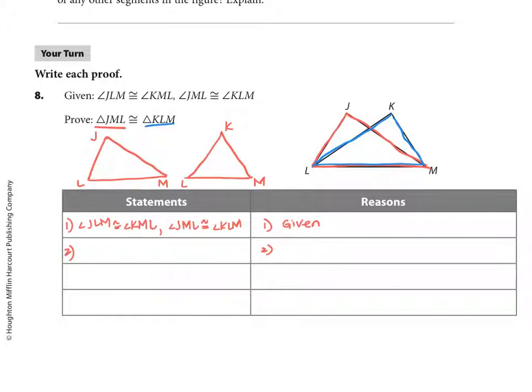We have this angle JLM and KML, those are both congruent. Then we have JML, KLM, those 2 angles are congruent as well. So we have 2 pairs of angles already. Right, we only need 1 more pair of parts. Specifically, we need a pair of sides because ASA, right, 2 pairs of angles and a pair of sides.